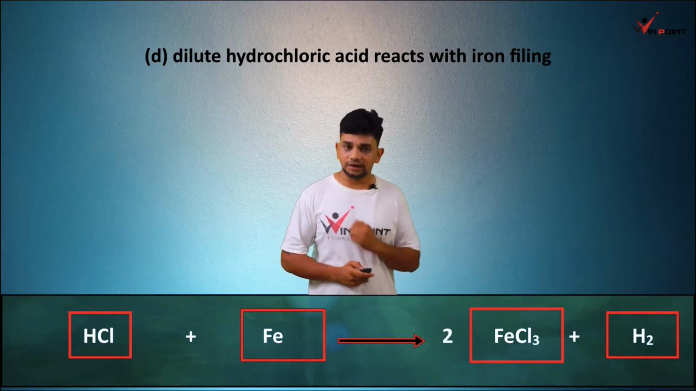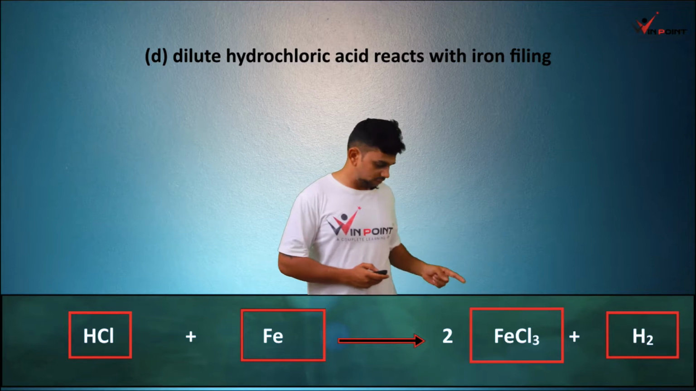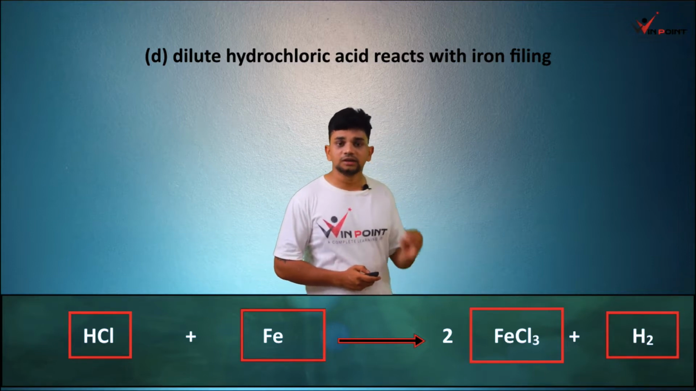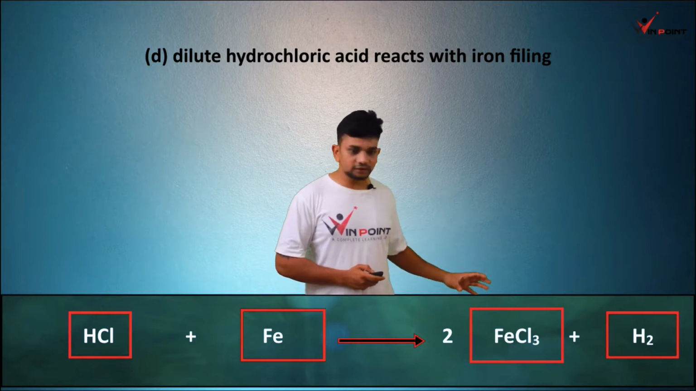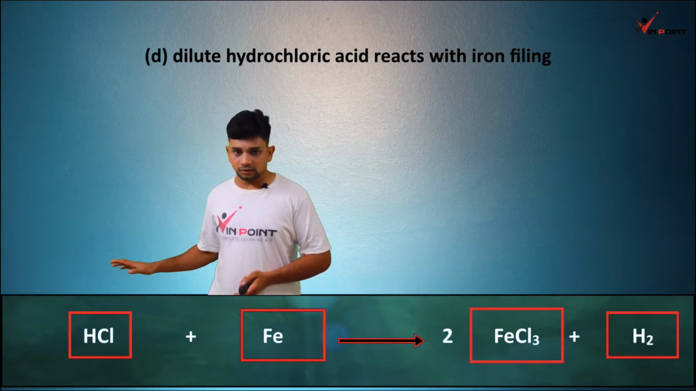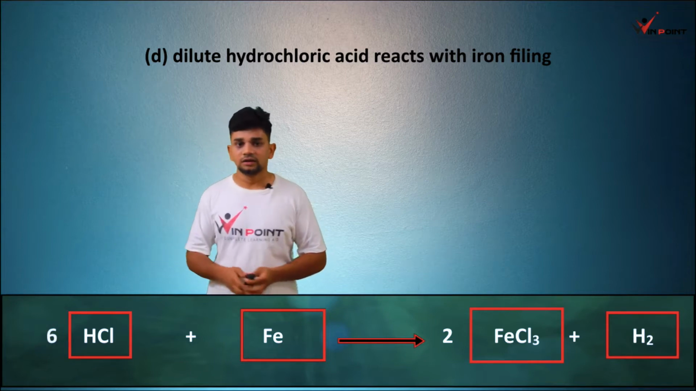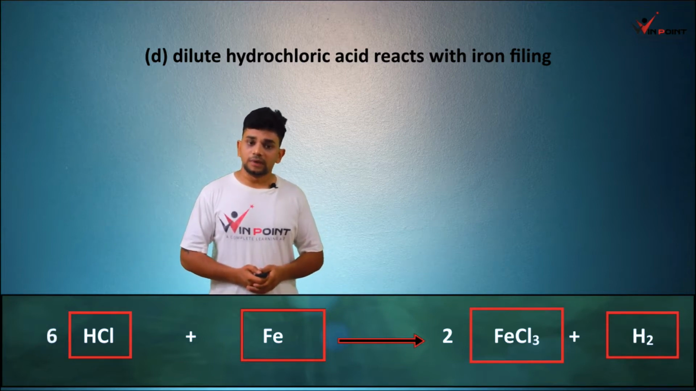Now how many ions? Iron you can see here, 2 Fe, right? And 2 Cl3. 2 Cl3 means there are 6 chlorine. So here it is 6 chlorine. Here is only one chlorine. Here we are adding a 6. Now it is 6 HCl. Number of chlorine is balanced.